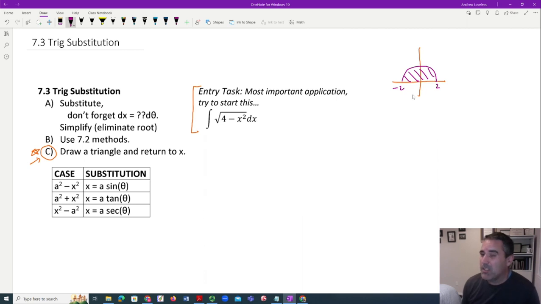How do you find areas under circles? Now, if you're trying to find the entire area, it's a half circle, and you can do 1/2 pi r squared. But if you're trying to break it up in any other way, then this integral becomes really important.